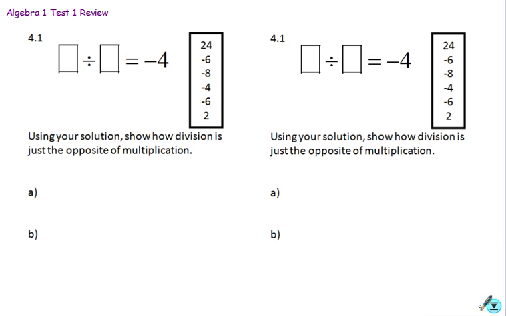Let's go ahead and take a look at number 4. So we're looking at division here, and we're saying that we have two mystery numbers. We don't know what they are, at least yet, but two numbers that divide. When you divide them, you end up with a -4 as the outcome.